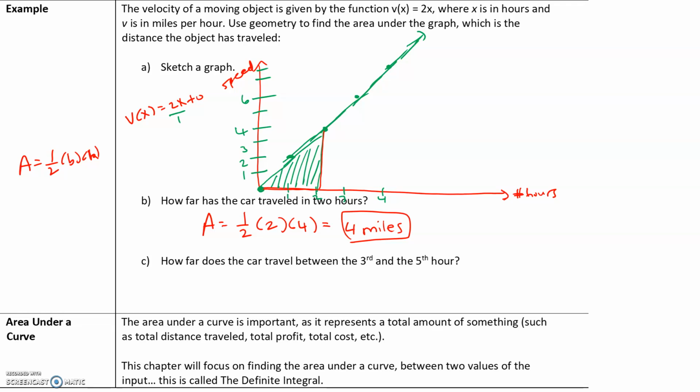If I were to track the progress, this is at 0. In the first hour, the speed is 2 miles an hour. So it's gone 2 miles. Okay. Then it increases the speed in the next hour to 4 miles an hour. So it's gone 2 more, and so on and so forth.